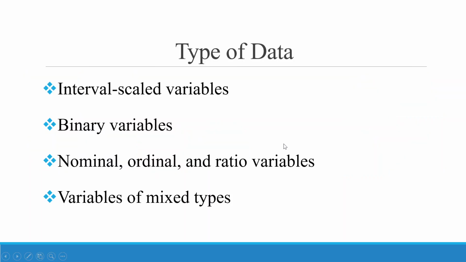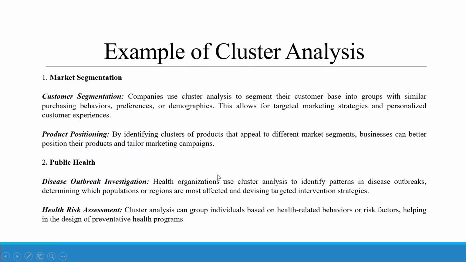Types of data: it can work on continuous as well as categorical data. So interval-scaled variables, binary variables, nominal, ordinal and ratio variables, variables of mixed types, it can work on all of them. Examples of cluster analysis: market segmentation, customer segmentation. Companies use cluster analysis to segment their customer base into groups with similar purchasing behavior, preferences, or demographics. This allows for targeted marketing strategies and personalized customer experiences.